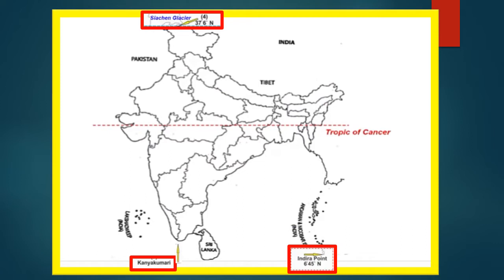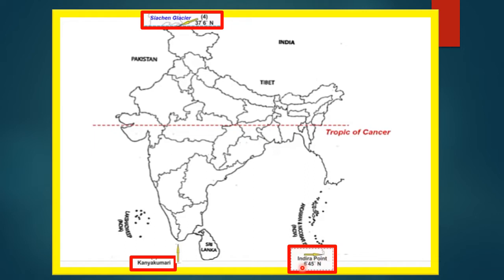Now all of you know that India is a tropical country and our mainland stretches from 8 degree 4 minute north to 37 degree 6 minute north. Okay, and the southernmost point in the Indian territory is the Indira Point, located in the Great Nicobar Island. While Kanyakumari is the southernmost point of India's mainland. And the northernmost point you can see is the Siachen Glacier.